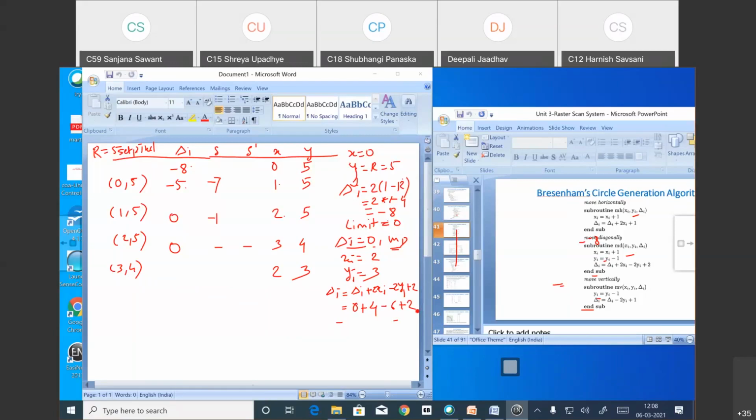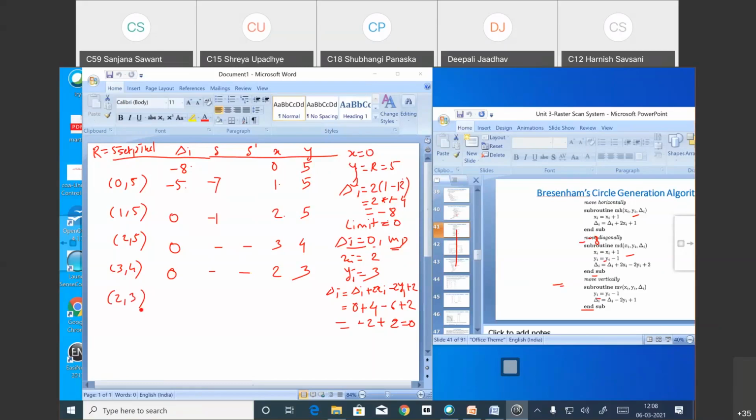Minus 6, 2 minus 6 plus. What happens here? 4 minus 2 plus 2. So it is again 0. So here delta is equal to 0. Not necessary to calculate it. Then again 2, 3 as a pixel.